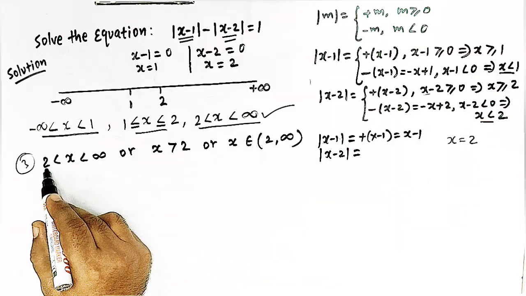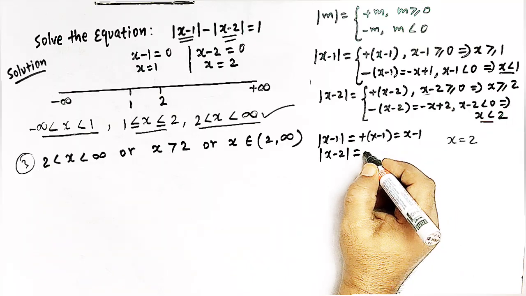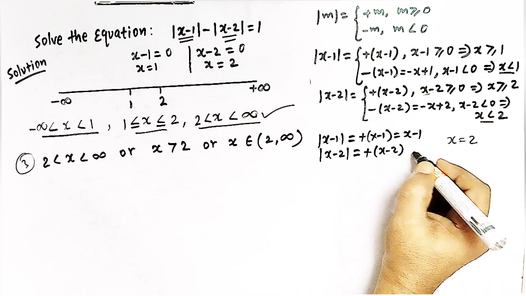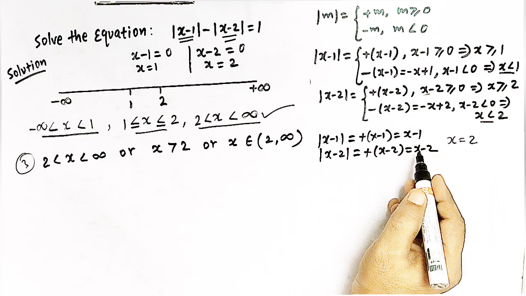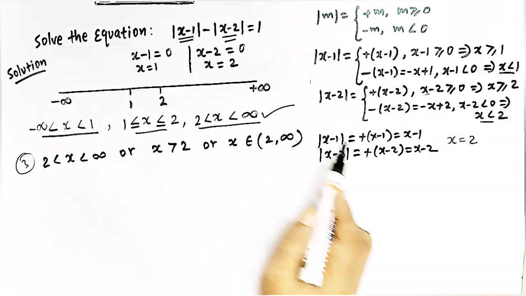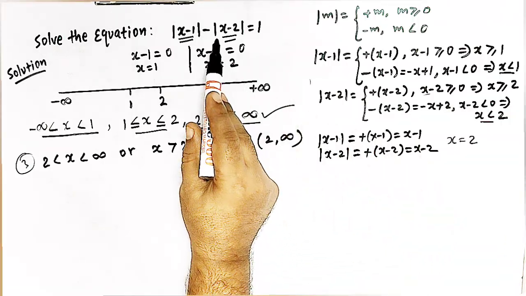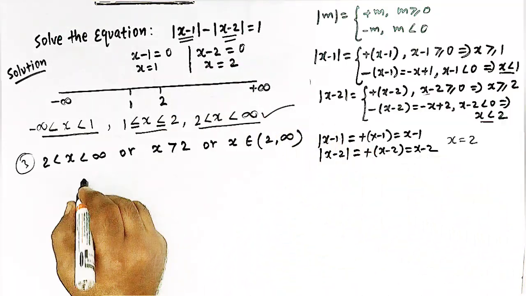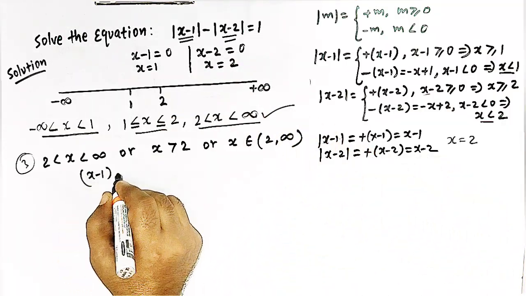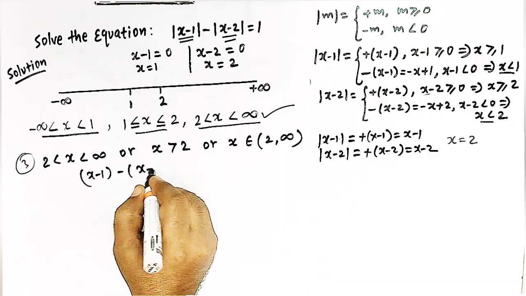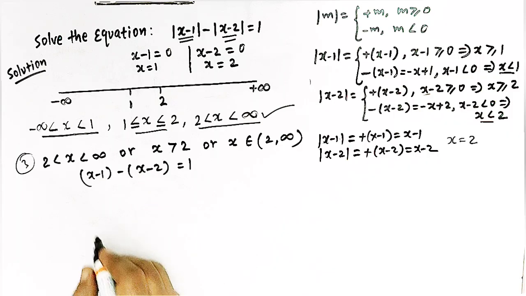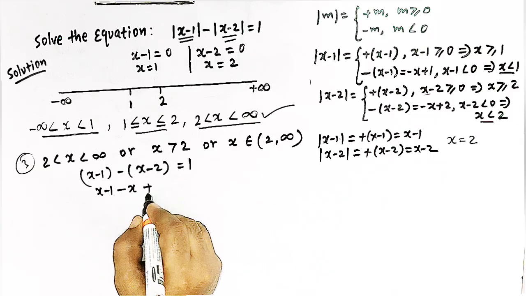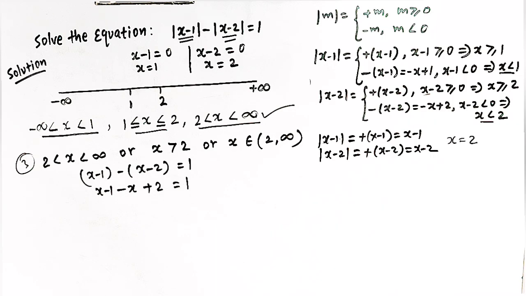And here we have x greater than 2. So here we have mod of x minus 2 as positive x minus 2, that is x minus 2. So now replacing mod of x minus 1 by x minus 1 and mod of x minus 2 by x minus 2 in this equation, we have x minus 1 minus x minus 2 is equal to 1. So now we can write x minus 1, then we have minus x plus 2 is equal to 1.